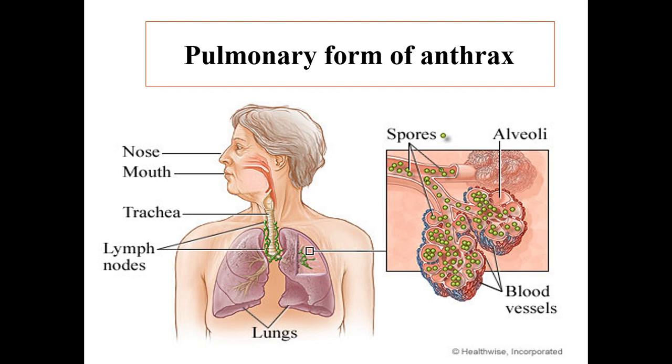Hemorrhagic pneumonia develops, and bacilli spread by lymphatics or blood, leading to bacteremia, hemorrhagic mediastinitis, and hemorrhagic meningitis. Occupational exposure occurs in workers of wool factories, the prognosis is fatal, and it is the most common form used in bioterrorism.